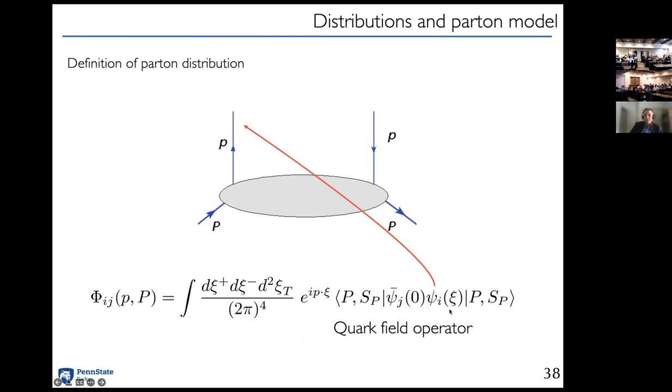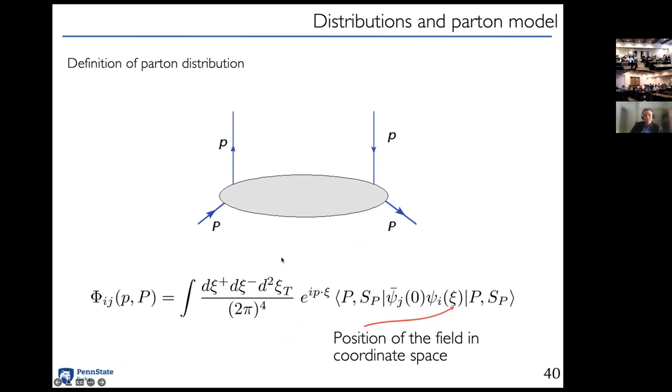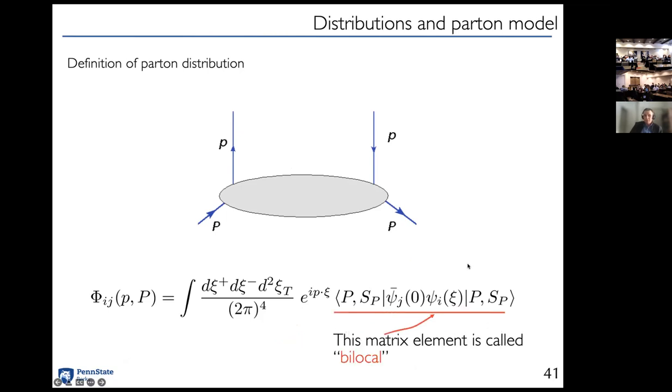So now in this operator here, we have a quark field operator sitting at some position xi. We have the proton state vector P, and xi is the position of the field in coordinate space. This matrix element is famous as a bilocal matrix element. It has two quark fields inside, and these bilocal matrix elements encode information about the non-perturbative structure of the nucleon. They can be studied in models. They can be studied in, say, ab initio calculations such as lattice QCD. And I believe you also have lectures about lattice QCD, on how it studies these bilocal matrix elements.